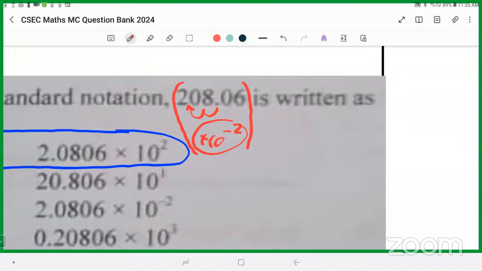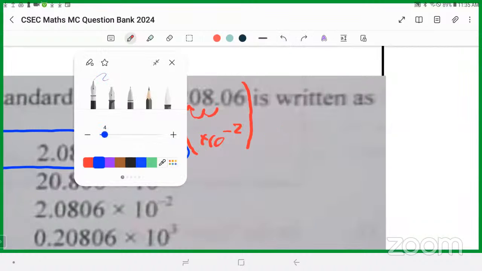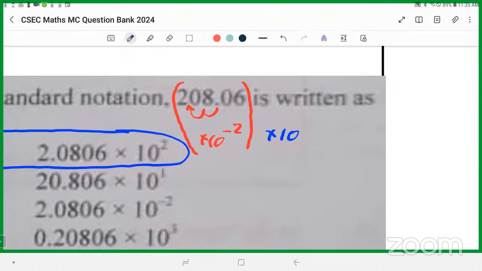But then to balance out this 10 to the minus 2, I have to now multiply back by 10 squared. Put in a different color. I have to go and multiply this result now back by 10 squared.